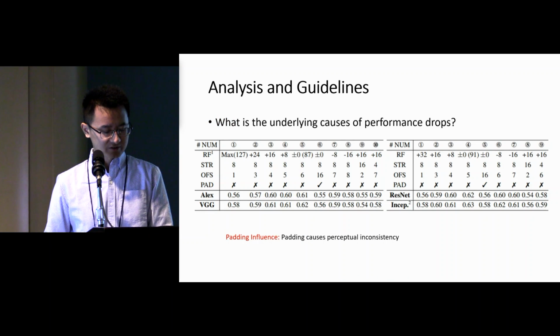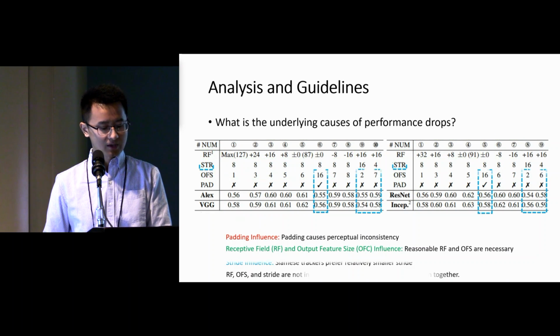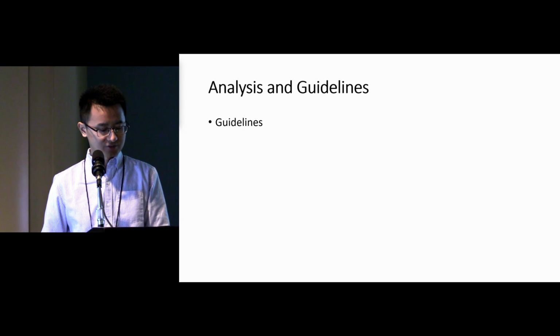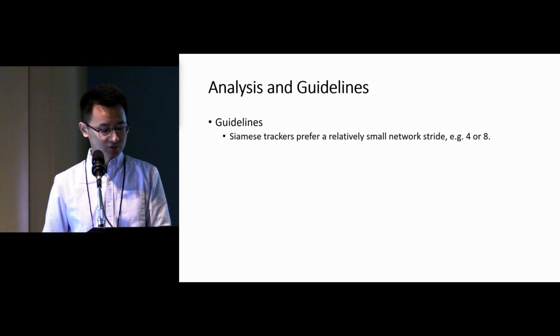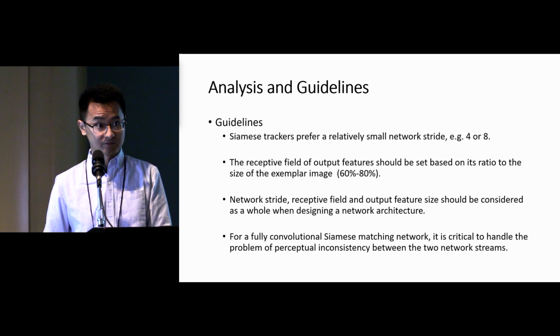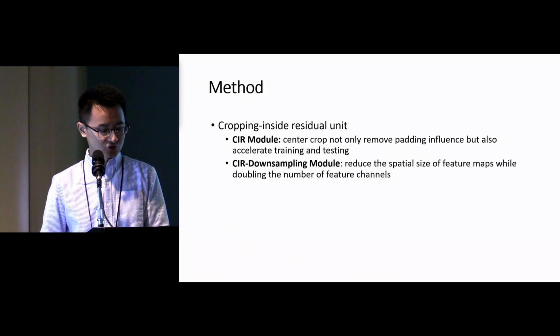Moreover, we found that the size of the receptive field and feature map also impact the tracking performance. Also, Siamese trackers prefer a relatively small network stride, which is more precise in object localization. Based on the analysis, we summarize 4 guidelines for Siamese network design with respect to stride, receptive field, feature size, and the perceptual inconsistency. Then we design new network architectures and increase the backbone depth and width.